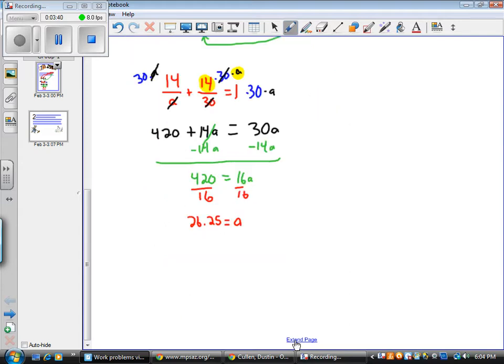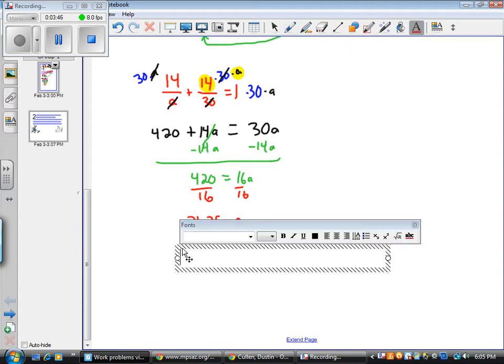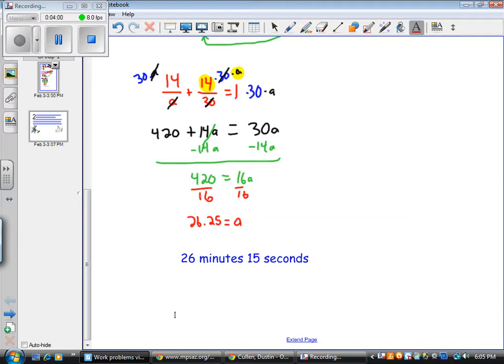Now remember, once again, we're talking in terms of minutes here. So if I'm talking in terms of minutes, it's going to be 26 minutes. And then if I'm talking about 0.25 of a minute, that's 1/4 of a minute, that's 15 seconds. If you're not sure how I came up with that, I just kind of did it in my head, but if you weren't sure and you need to figure it out, you take that decimal, multiply it by 60 seconds in a minute, and it'll give you that 15.